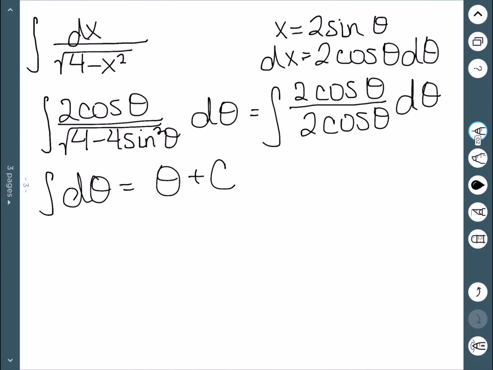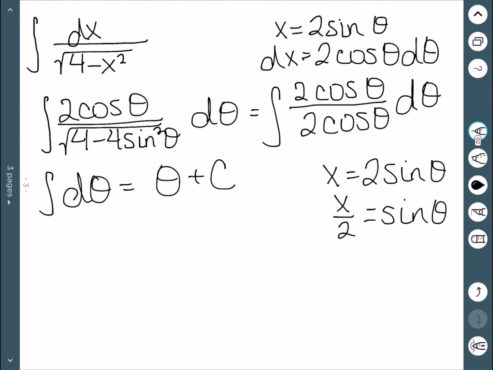We do have to substitute back in. If I think of what x is, I can then solve for theta. We know that x over 2 is sine theta. So theta is arc sine of x over 2 plus c.